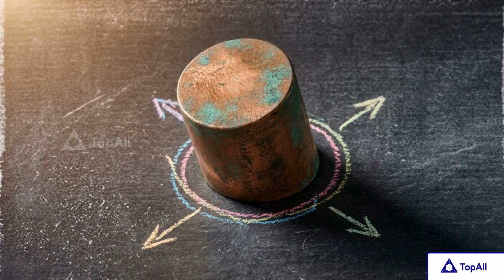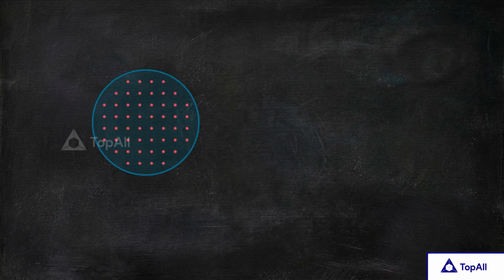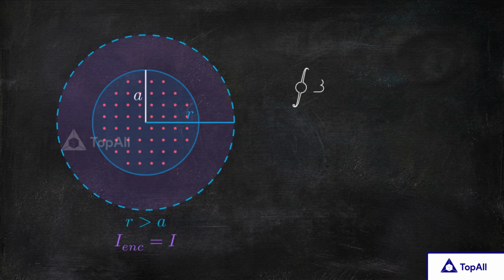We apply this method to a real-world object, a thick, solid cylindrical wire with a specific radius, a, carrying a steady, uniform current, I. Looking down the cross-section, the current appears as a grid of uniform dots coming toward us. We draw an Amperian loop at distance r, greater than radius a. This completely encircles the conductor, capturing the total enclosed current, I. We map these values into our equation. The magnetic field B times circumference 2 pi r equals mu0 times the full current.